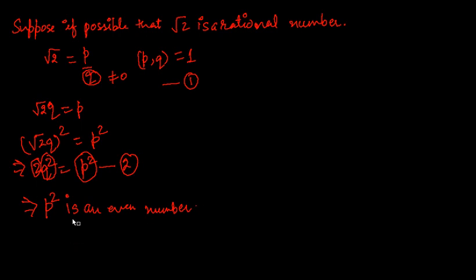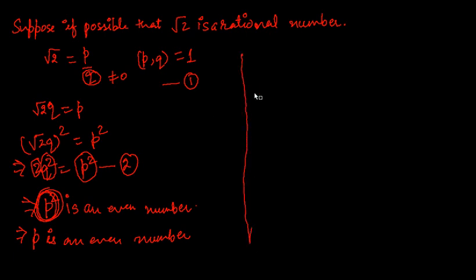Now you must be knowing that the product of two odd numbers is always an odd number. So if p square is an even number, then p has to be an even number, because if p is odd, then p into p, that is p square, will be odd. So this says that p is an even number. Now if p is an even number, I can write p is equal to 2 into some integer, say lambda.